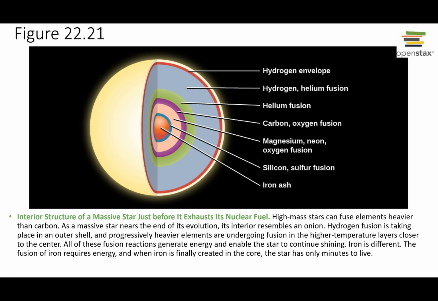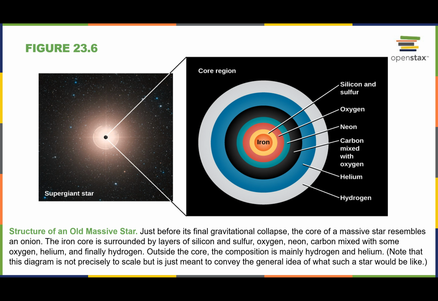Yep. So here's the onion. Hopefully you look in the center. You're going to see the iron. Look outside there. We see a little bit of silicon still. Then out beyond that, we talked about neon, carbon, helium, hydrogen. So that's kind of the onion, just before it blows up. So again, just kind of showing you the onion structure.